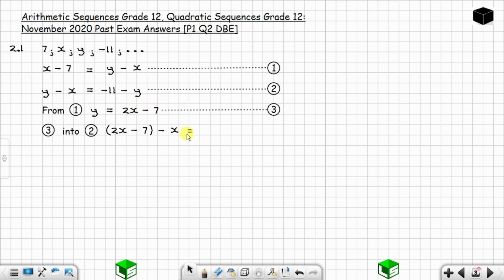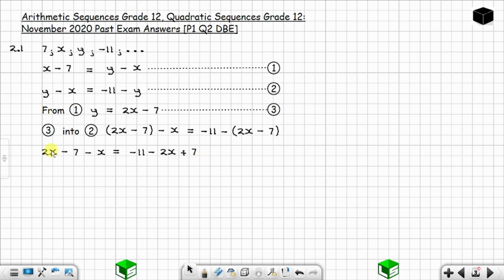This is equal to, you have negative 11 minus y, right? Minus, what is your y? This is your y. Remember, you substitute this for y. And you carry on. So you have 2x minus 7, right? Minus x, is equal to minus 11 minus 2x. Remember, the negative is going to affect everything inside the bracket. So you have negative 2x and then plus 7.